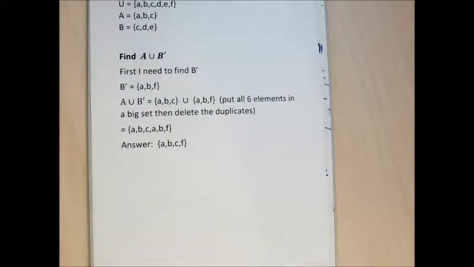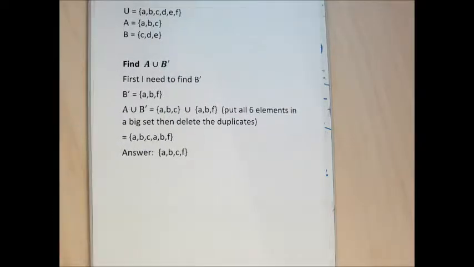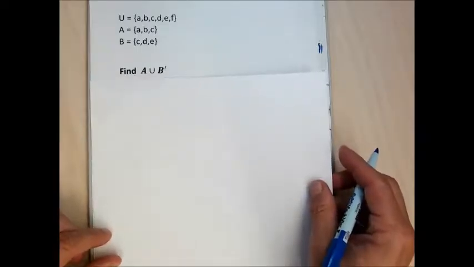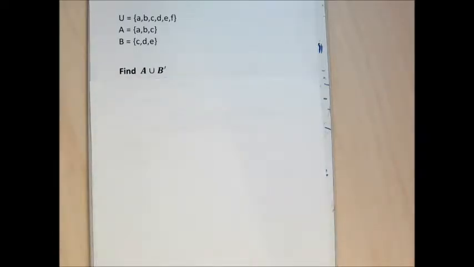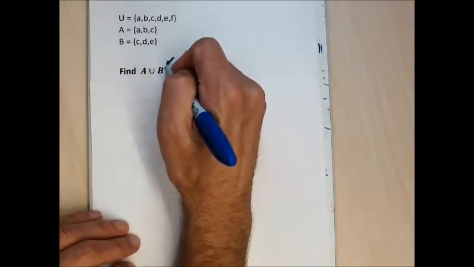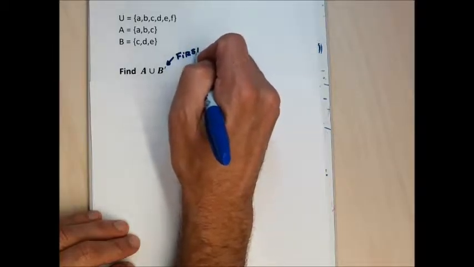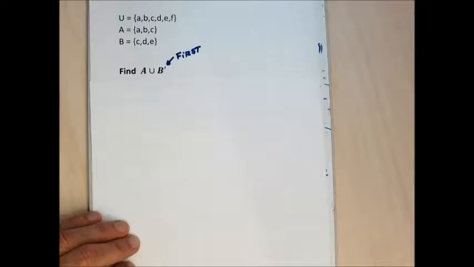All right, for these same 3 sets, U, A, B, C, D, E, and F, A being A, B, and C, and B being C, D, and E, I want to now find A union B complement. And I've got to do complements first. So if I'm asked to find the union of two sets and one of the two sets is a complement, I have to figure out what the complement is.